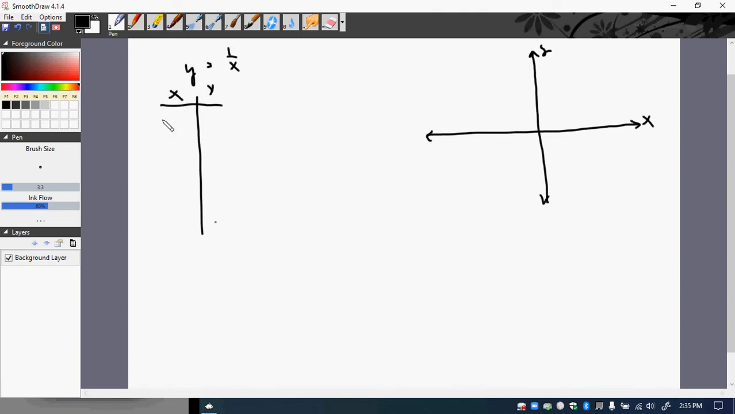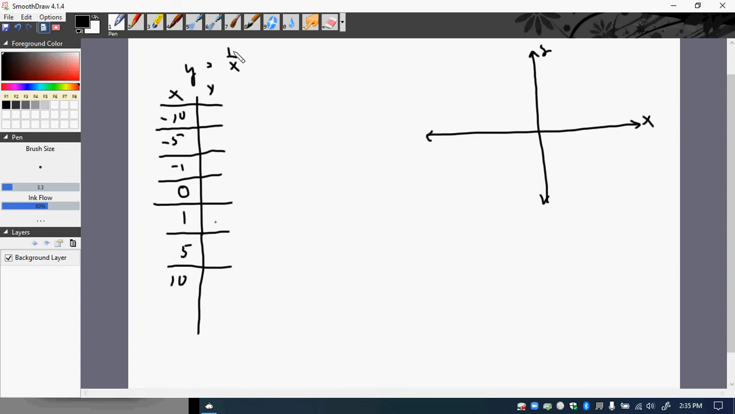So probably would do something like -10. Go down to maybe go to -5. Let's say -1, 0, and then go again with 1, 5, and 10. And so then I'll put them into the equation.